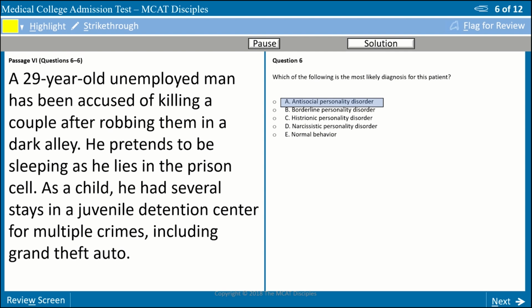If we look at the salient points in this passage, we've been told that he's killed a couple after robbing them in a dark alley. This is a violation of the rights of others, and it's quite a heinous crime. There's reason to think you didn't have to kill the person if you robbed them in a dark alley and your face wouldn't be shown. Not to mention, killing someone in general really begs the question: does that person feel remorse for that? He pretends to be sleeping as he lies in the prison cell.